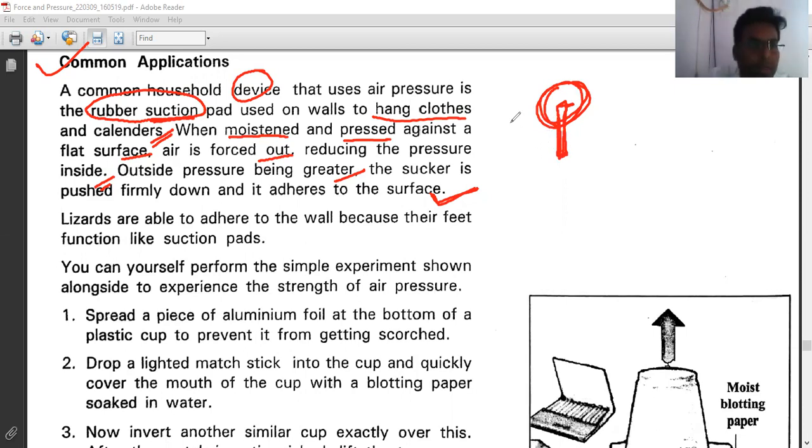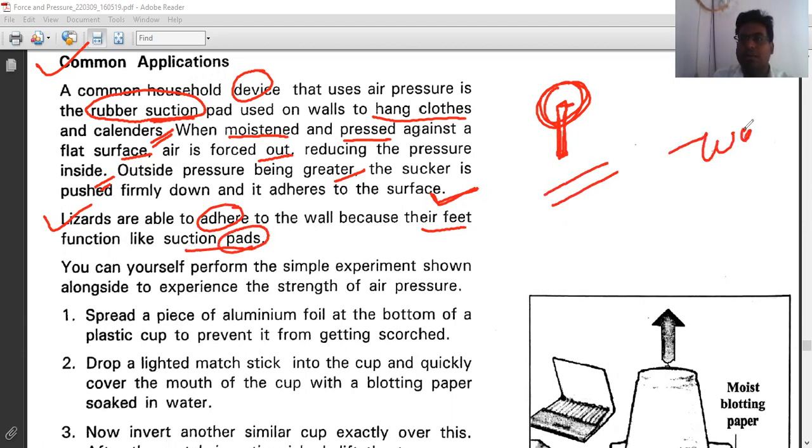Right? Next one is lizards are able to adhere to the wall because their feet function like suction pads, right? We can see lizards walking on the walls of our houses due to atmospheric pressure, because it creates a vacuum inside its legs or feet.